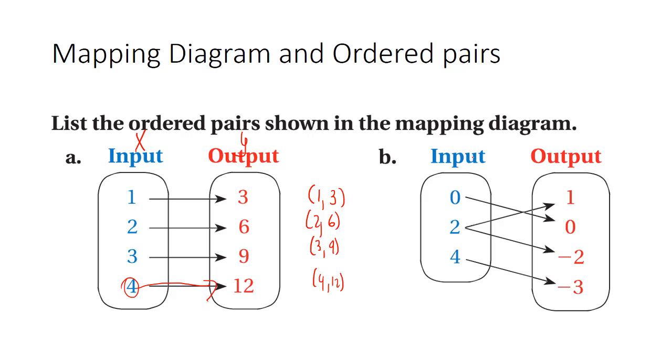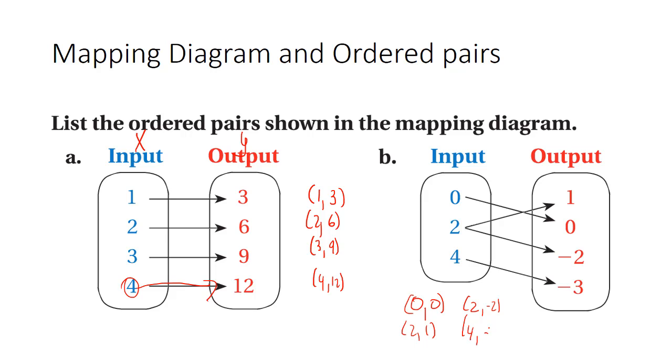This, on the other hand, is not, and let's see why. 0 maps to 0, that's fine. So we have an ordered pair (0, 0). 2 maps to 1, but then 2 also maps to -2. So this is one input, 2 outputs, and that means this is not a function. I can still write that ordered pair, but it's just not a function.